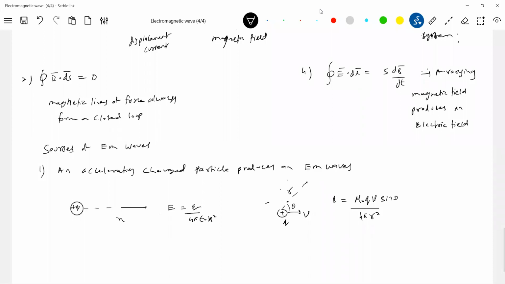If a charged particle is at rest, it produces a static electric field. What is this field? A static field. And the moving one gives a static magnetic field.